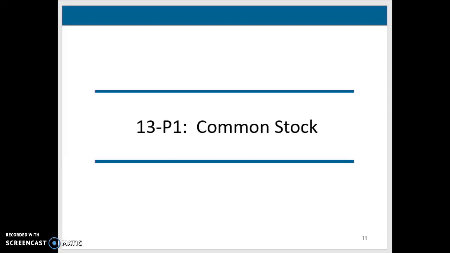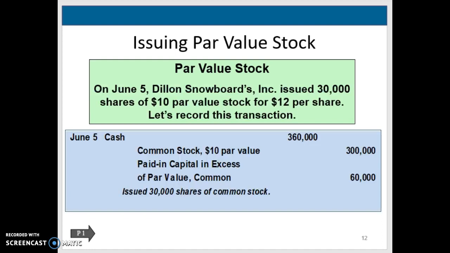All right, so now we're going to look into more detail on how common stock works, the journal entries for it, and how we issue it. So let's look at our first part: issuing par value common stock. We're going to start with par value, and then we'll look at stated value and no par value.